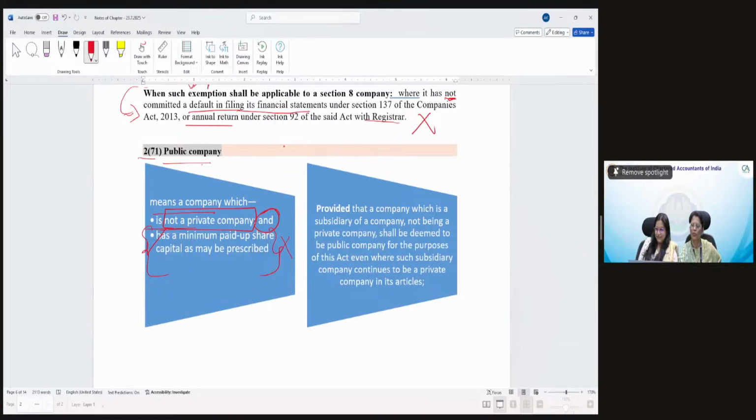So any company which is not a private company is a public company. Very simple definition. So read the private company definition carefully in order to understand this public company. However, there is one important proviso attached over here. Questions are being tested on this proviso. You know, a proviso is something which is other than what the main law says. Matlab, something which is not falling within the purview of the main provision. That is the proviso.